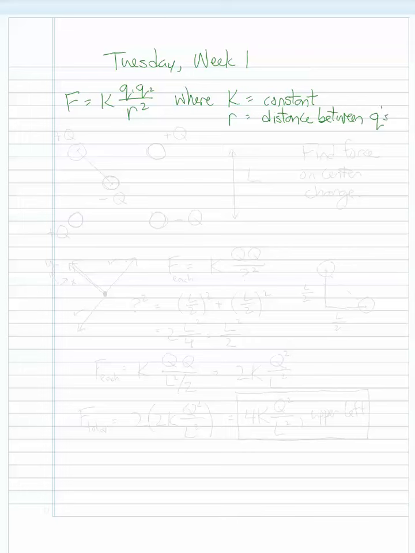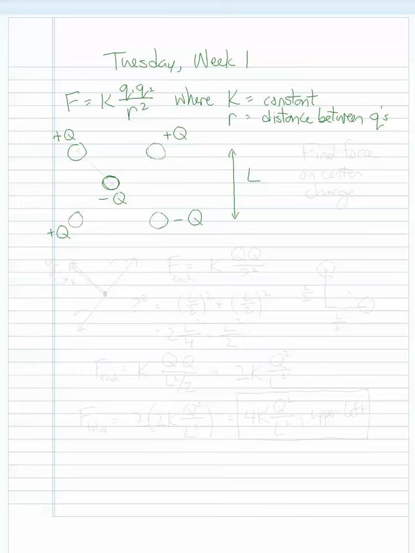Okay, so we had a setup in a square with 4 charges. We had a plus Q, capital Q, in the upper left-hand corner, lower left, upper right, and then a negative Q down in the bottom, and a center charge of negative Q. Each side of the square was L.